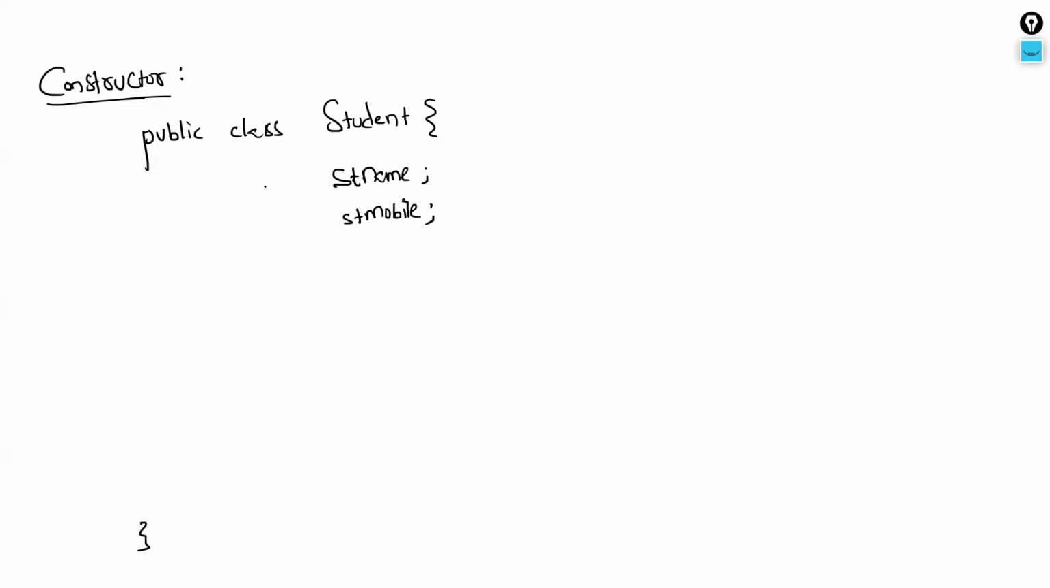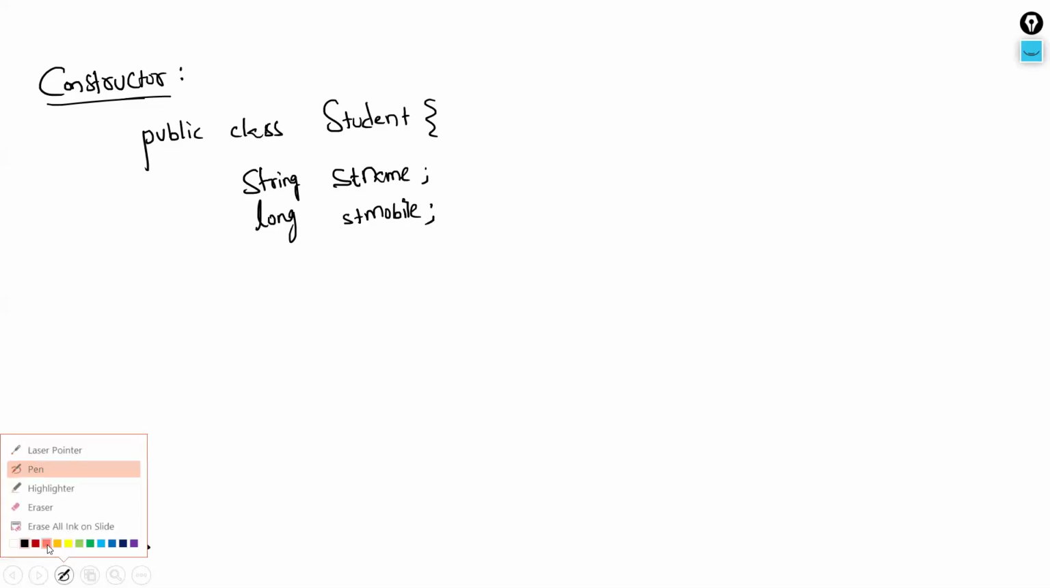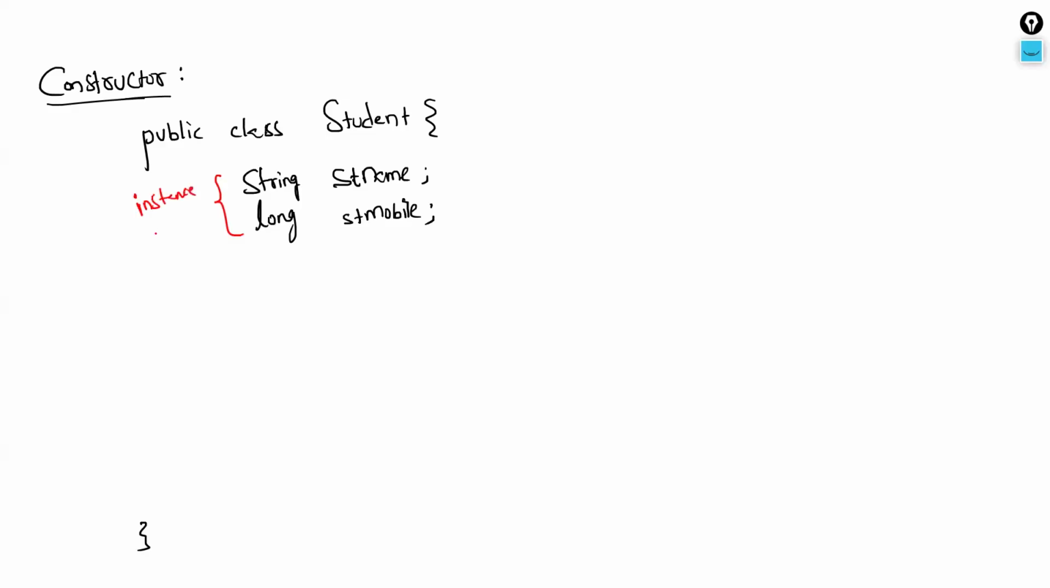Then name is which type? String type. Then mobile is which type? Long type, small l and capital S here. And this is only a declaration, not an initialization. Also we discussed one more point: these are what type of variables? These are instance variables. Correct?